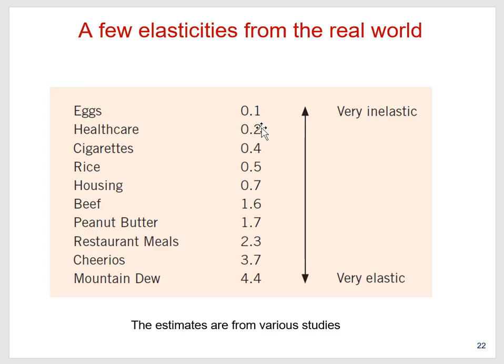But as you move down, you will see that the elasticity starts increasing, because there are substitutes for other products. For example, beef can be easily substituted with lamb or chicken, so the elasticity value for beef is 1.6. Peanut butter can be substituted. Restaurant meals can easily be substituted, or Cheerios will have a higher elasticity of demand as well. So as we move down, we will see that as products have more substitutes, their elasticity values also increase.